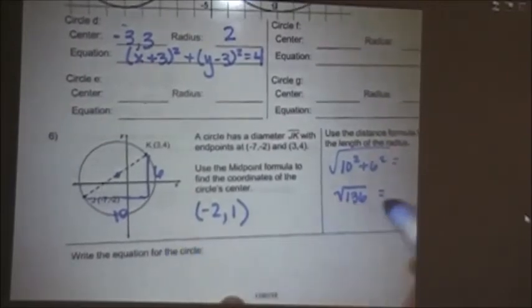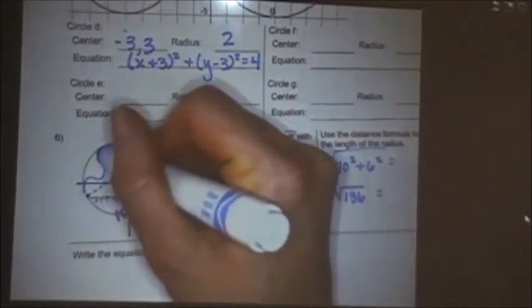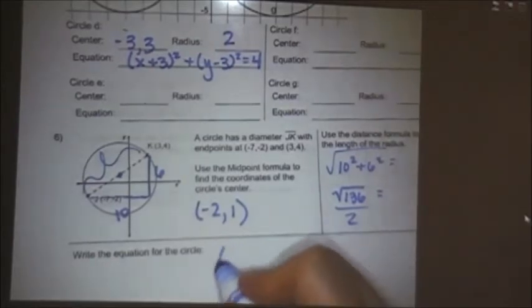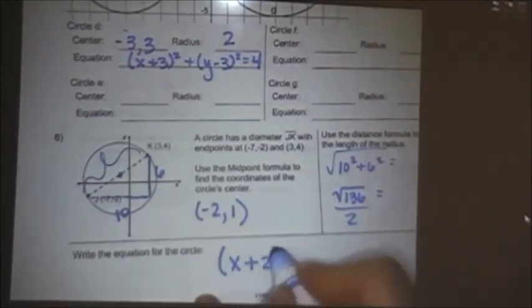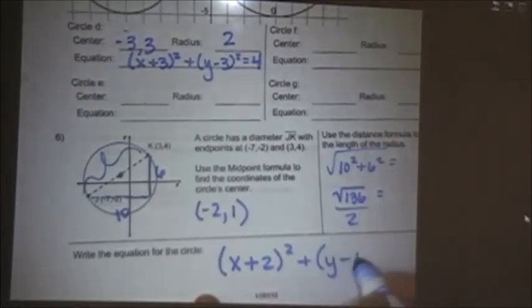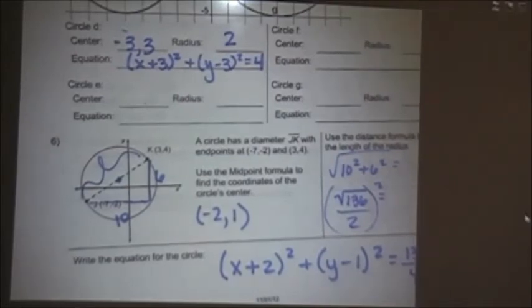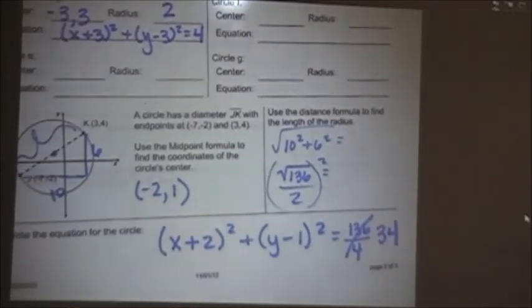Because then I need to halve that, because that gives me the whole distance, and I just need the radius squared. So now I'm going to write the equation (x + 2)² + (y − 1)² equals the radius squared. So I get the square root of 136 over 2, squared, where you get 136 over 4, and then that I can simplify to 34. So that's your final answer for your equation.